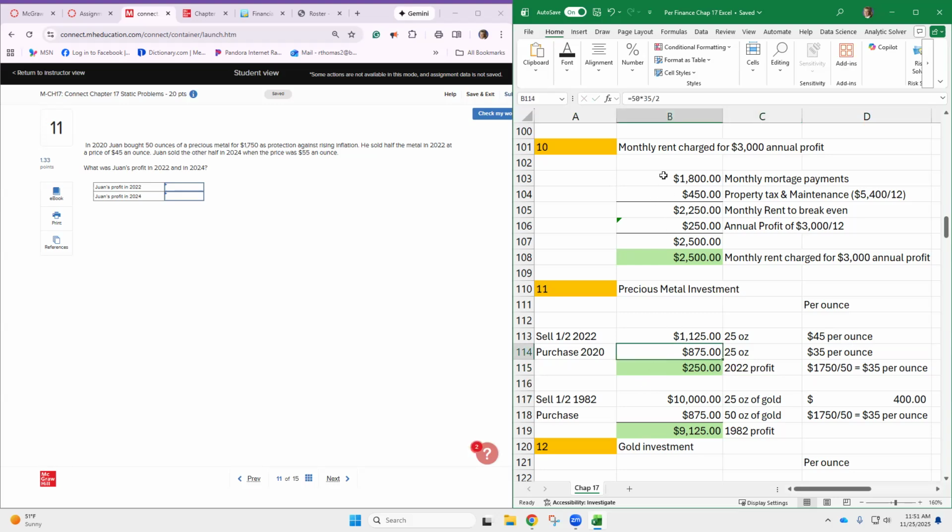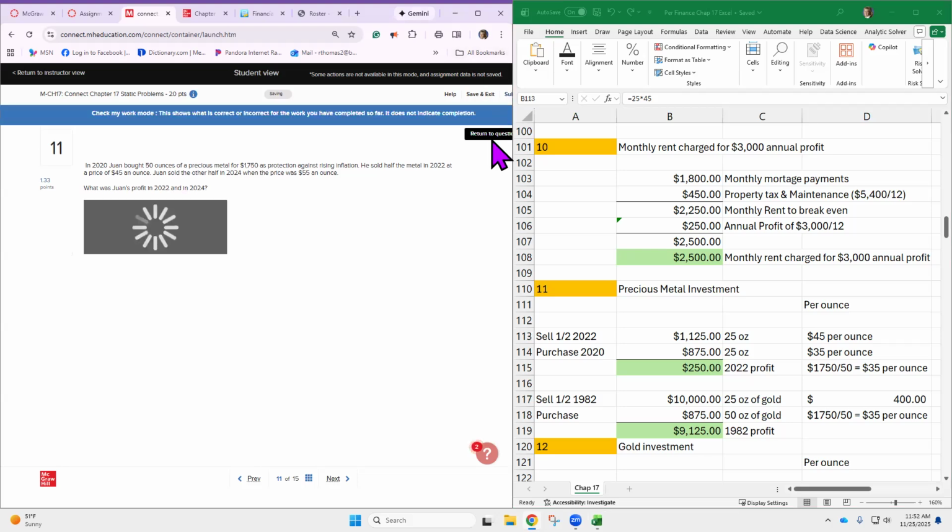So once again, just checking my math here. We purchased those 25 ounces times $35. Okay, yep. And then we turned around and sold those 25 ounces for $45 each, which means we have a profit of $250 in 2022. So let's put that in. Made a profit of $250. So how about the rest?